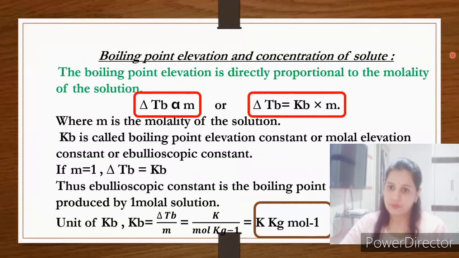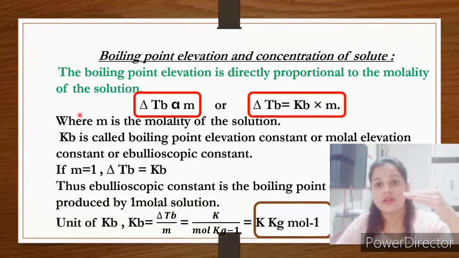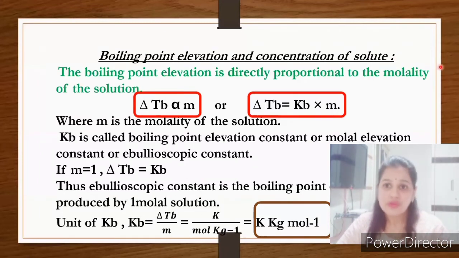Now here it says that the boiling point elevation is directly proportional to the molality of the solution. When the experiments were done, most of the scientists worked on it and concluded that the elevation depends upon the concentration, and the concentration depends upon the number of moles. We know that molality is the number of moles of solute present per kg of solvent. So boiling point elevation is also a colligative property because it depends only on the number of solute particles and not on their nature.